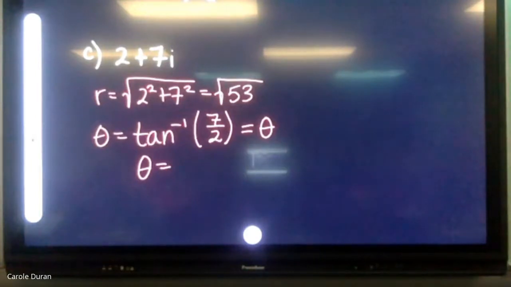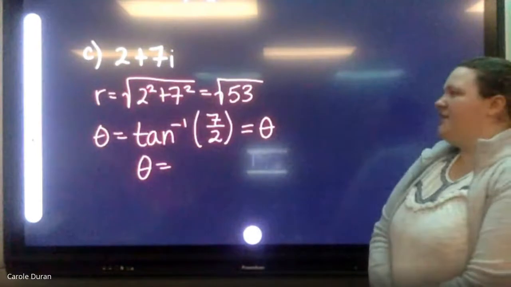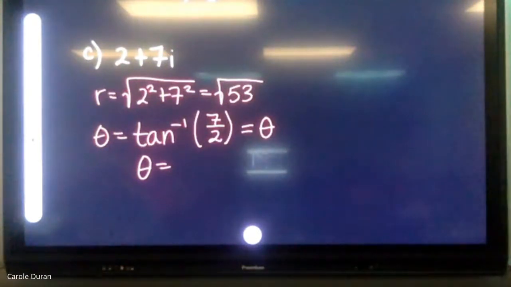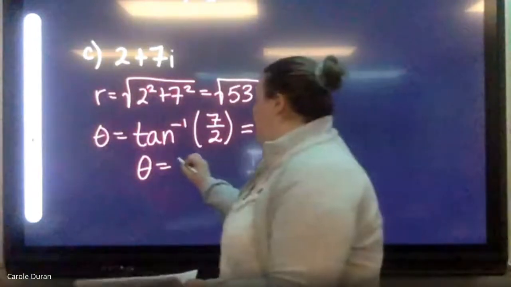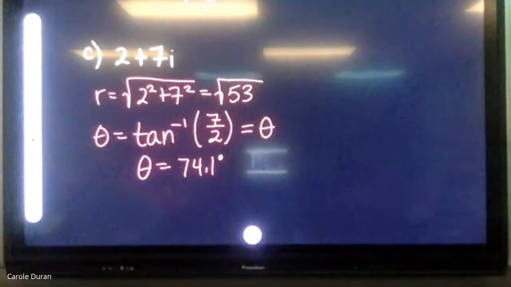If I'm changing this into a degree angle, what mode should your calculator be in? Degree. Degree, and we are okay taking it to the 10th place here. Tangent inverse of 7 over 2, exactly how it is right there. Okay. So that was much more complicated. What angle did we come up with? 74.05. So 74.1. Who else got 74.1 degrees?